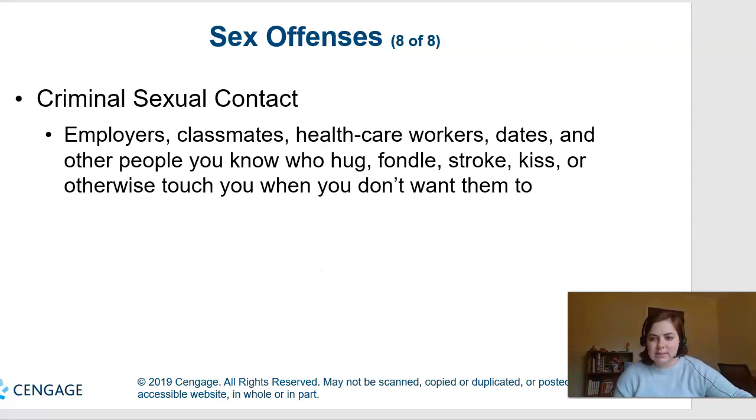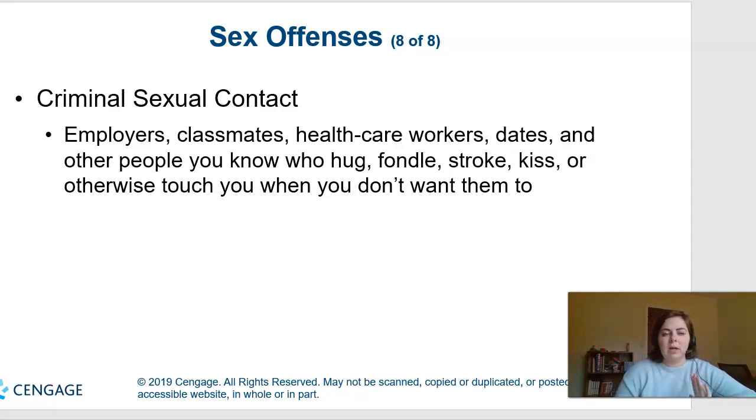Now, the last sexual assault offense is criminal sexual contact. This is when an employer, a classmate, a healthcare worker, a date, or someone else you know hugs, fondles, strokes, kisses, or otherwise touches you when you don't want them to. So this is a general intent crime. The actus reus is the hugging, fondling, stroking, kissing, touching, and there's a circumstance element here for without your consent. This is usually one of the lowest levels of sexual assault offenses. It's just unwanted touching on its own.